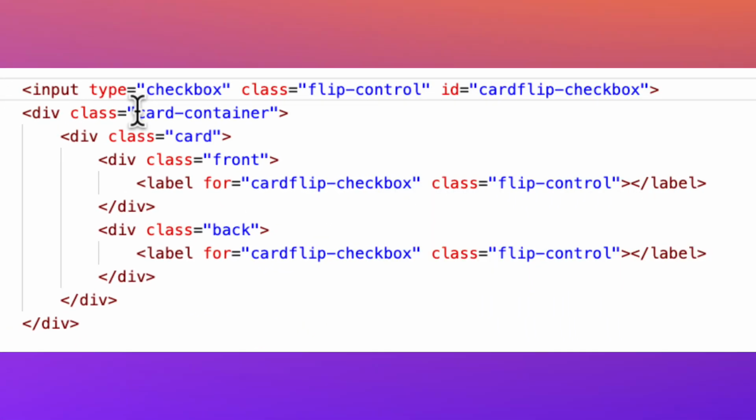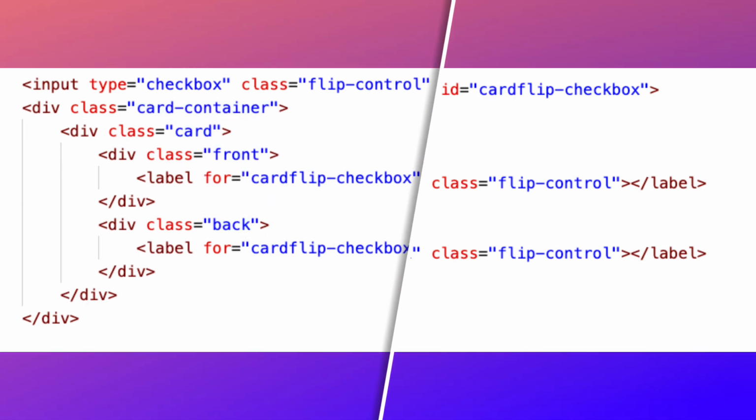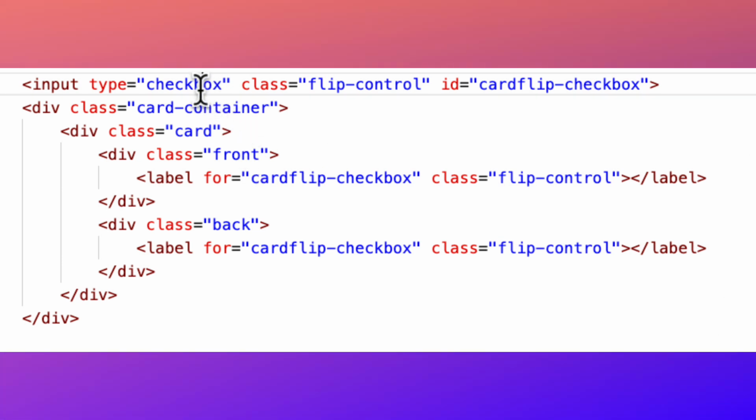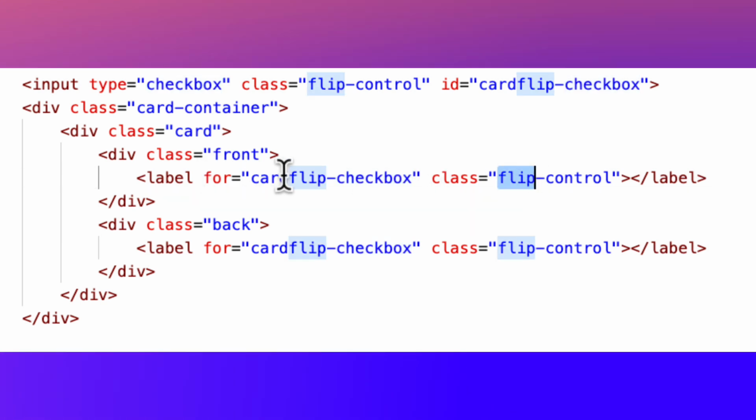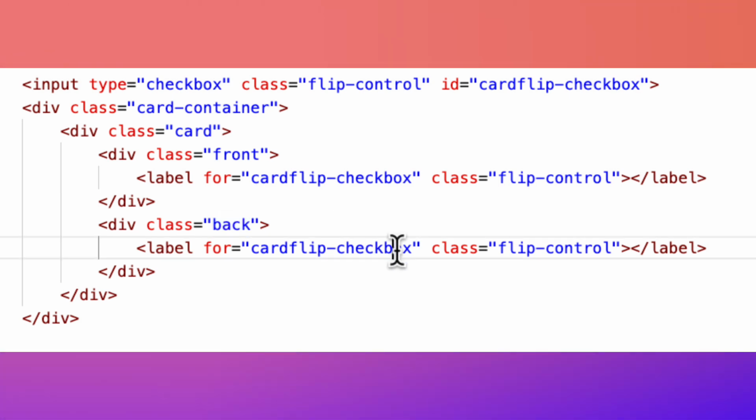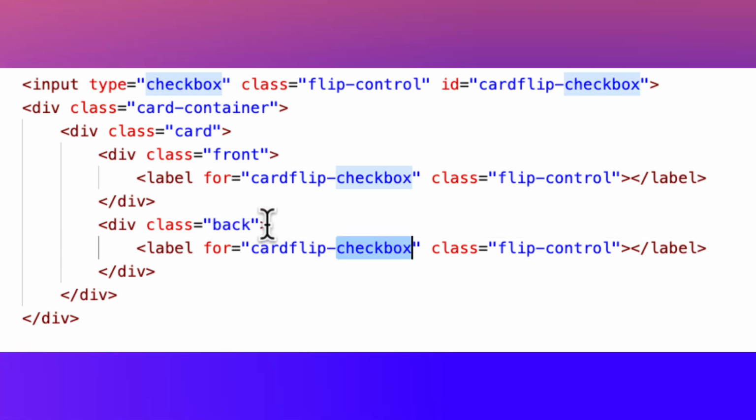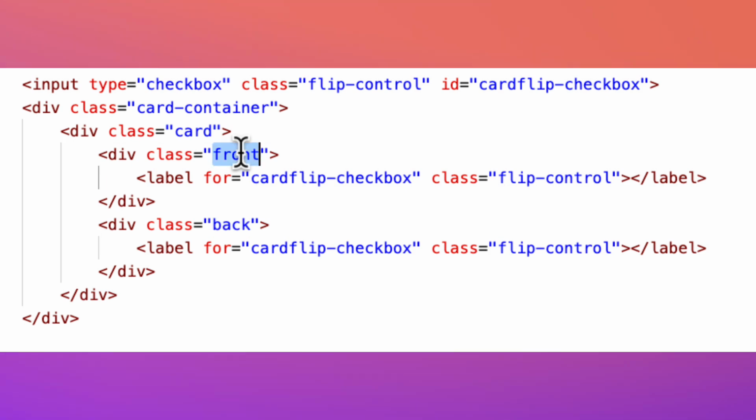Here I have a card container. Inside the card container, we have the card. Card has a front face and a back face. Here we add a checkbox for card flip control, and each of the card faces references the checkbox. When the checkbox is checked, the card will flip from front to back. When the checkbox is unchecked, the card will flip back to front.